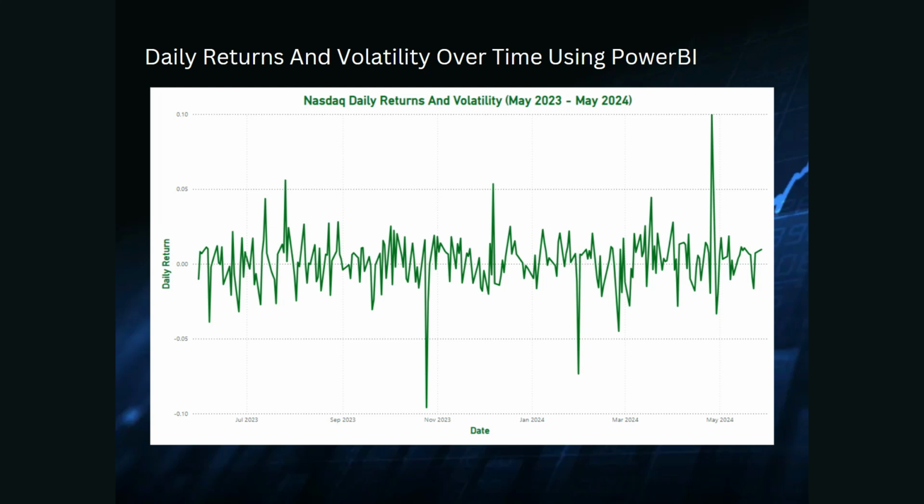While the graph doesn't show an exact upward or downward trend in returns, it highlights that the NASDAQ experiences substantial daily variations, which suggests an overall volatile market. Overall, the graph shows significant fluctuations in daily returns, reflecting a dynamic and possibly unpredictable NASDAQ during the year.